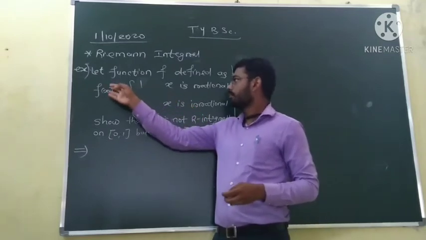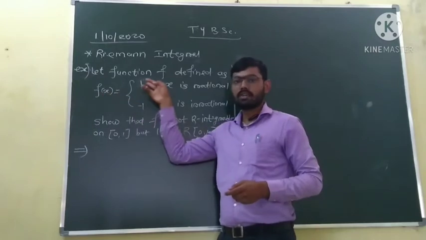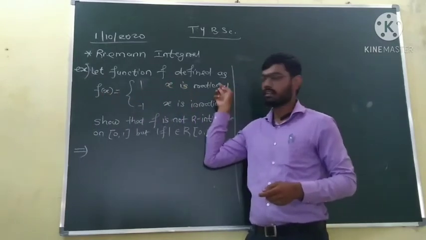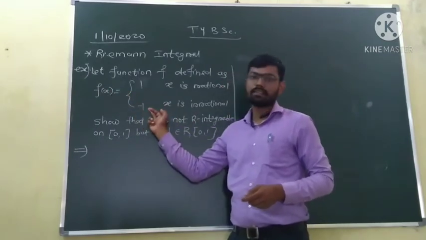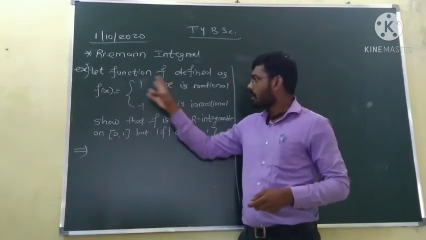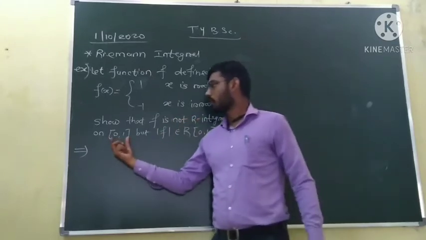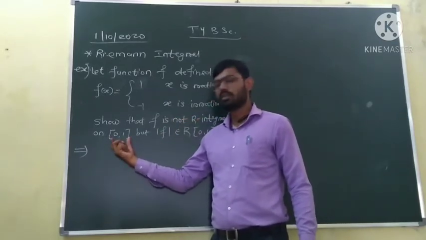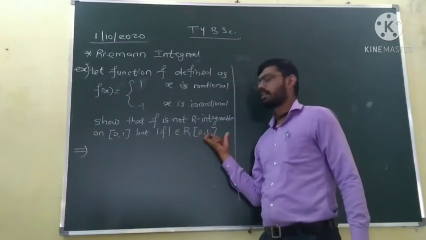The example is a function defined as f of x is equal to 1 when x is rational, and when x is irrational the value of the function is minus 1. Now we have to prove that this function is not Riemann integrable over the closed and bounded interval 0 to 1, but mod of this function is Riemann integrable.